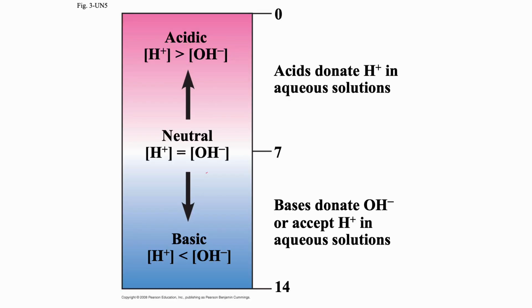Any value that is less than 7 is considered acidic, in other words, an acid. Any value that is greater than 7 is considered a base or basic. And then your range falls between 0 and 14, with 7 being neutral.